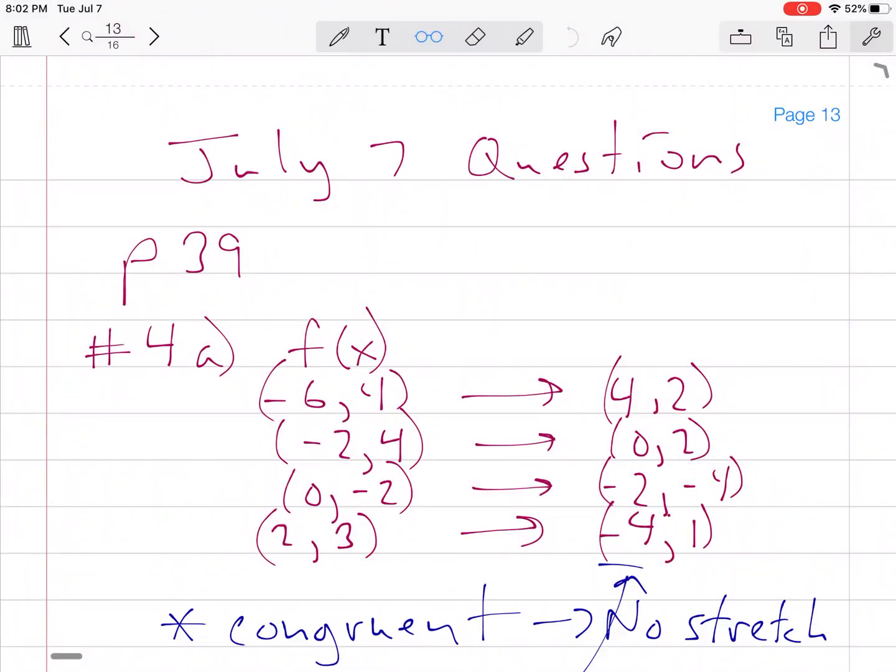Hi, class. So these are some of the questions that I had gotten for the questions on combining transformations and the inverse. So we'll start with the combining transformation. Let's look at page 39, number 4a.